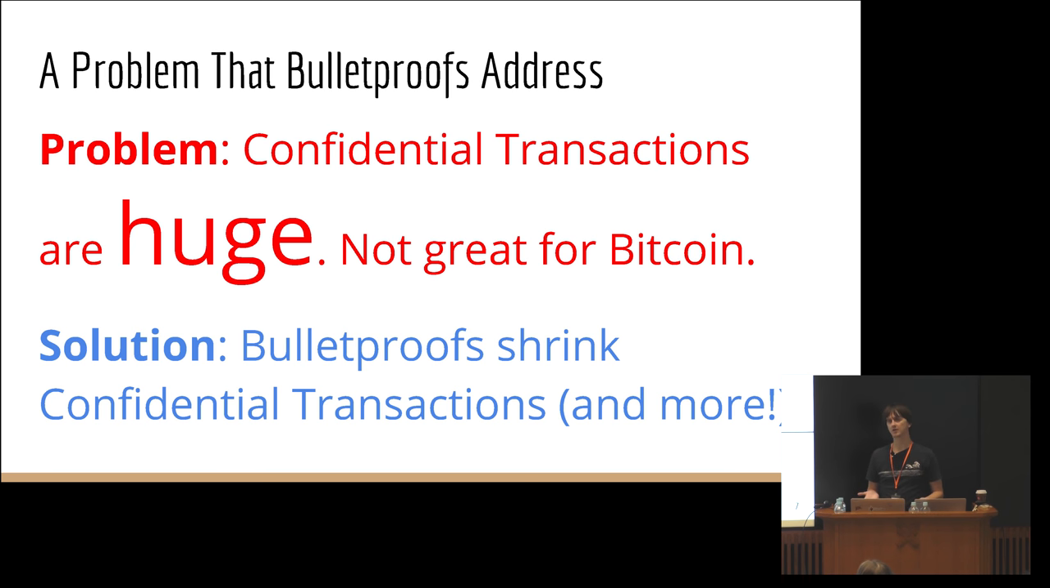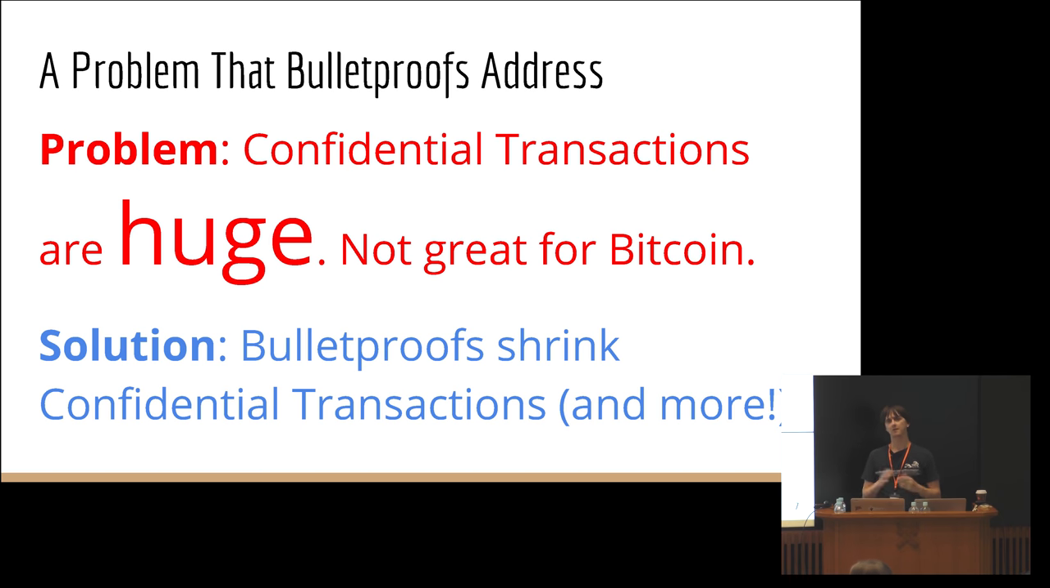So the problem here though is that confidential transactions are freaking huge. Like several kilobytes huge. Like you would be spending 10 times more in fees to send a transaction on the Bitcoin network if you were using confidential transactions today. So one solution to this problem is bulletproofs.